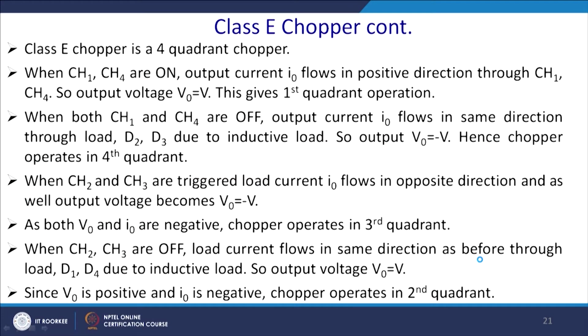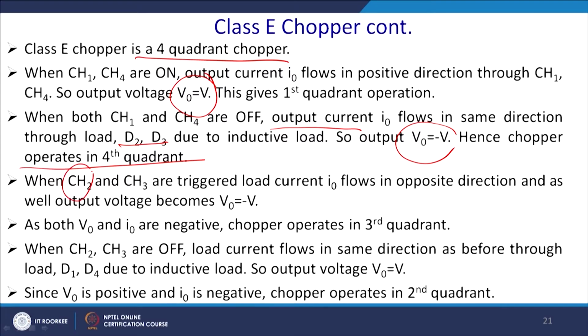So, gradually let us brief up what we have discussed. Class E chopper is a 4 quadrant chopper. When CH1 and CH4 are on, the output current flows in the positive direction through CH1 and CH4. So, the output voltage is positive and equal to V0, and it gives first quadrant motoring operation. When CH1 and CH4 are off, the output current I0 flows in the same direction through the load, D2 and D3, due to the inductive load and the current being assumed continuous. So, the output voltage becomes negative, hence the chopper operates in the 4th quadrant.